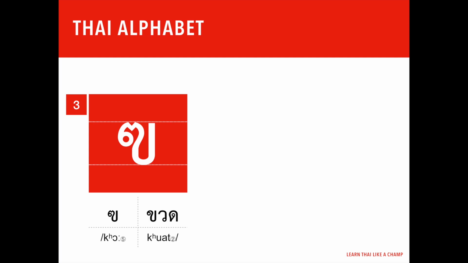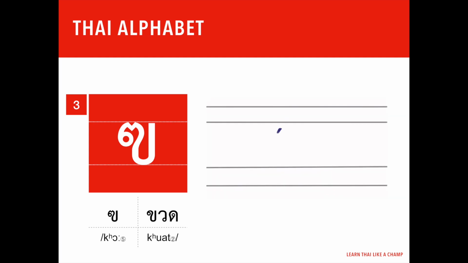Okay, now it's time to write kho khuat. It is very similar to kho khai, but only with a notch on the top. So you start from the circle, go around, and then a notch, and then go further around, down to the right, and then go up. That's not so hard, is it?